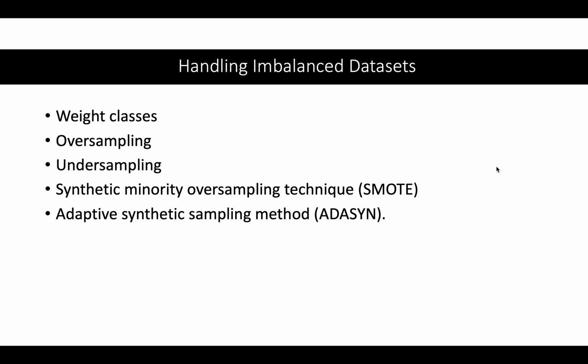And there are two popular algorithms that oversample the minority class by creating synthetic examples. The first one is the synthetic minority oversampling technique, SMOTE, and the second is the adaptive synthetic sampling method. And both of these methods work similarly in many ways. Both of them randomly pick all possible xi's in the dataset and then try to create new examples.